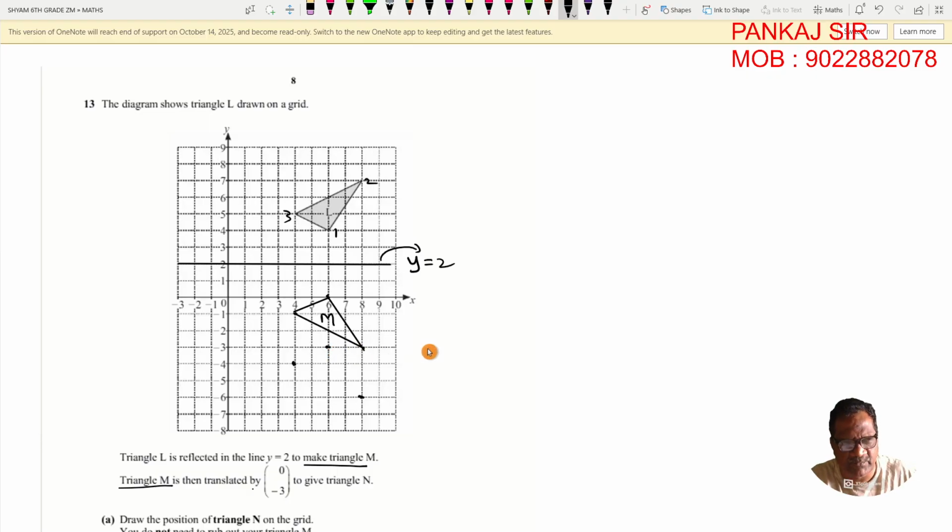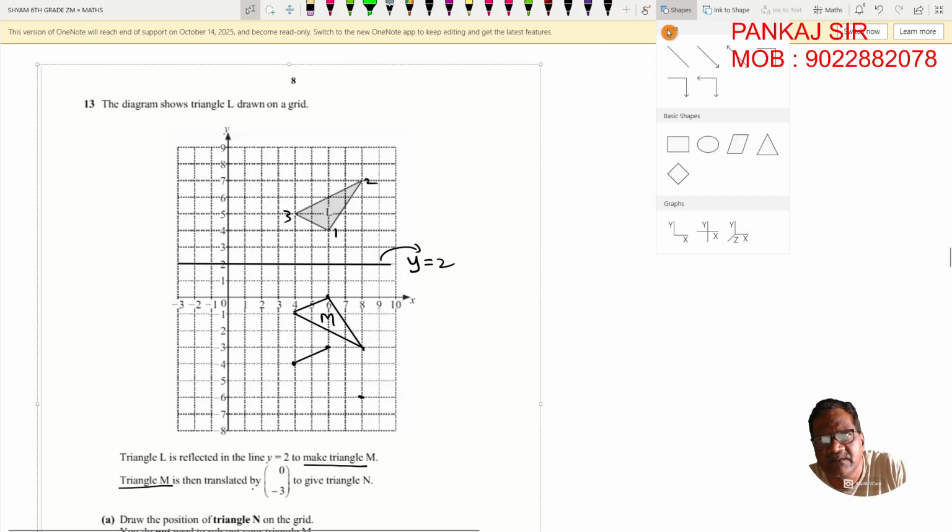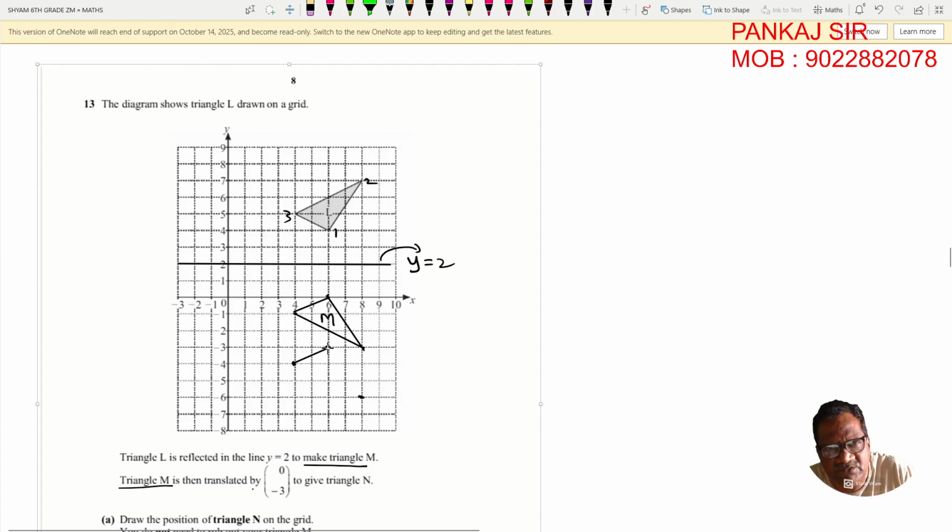So these are the 3 points I'm getting. So let me join this to get my another triangle, that is N. Okay. So from here I get this, and I join this also.